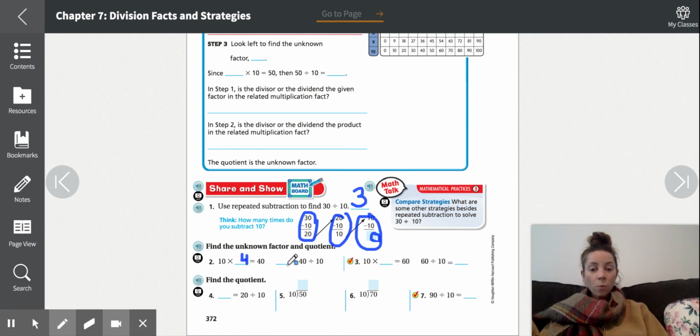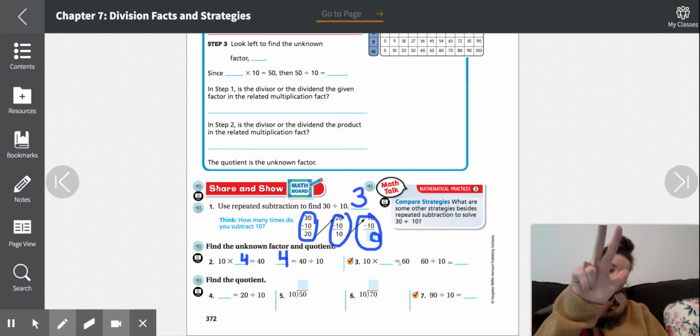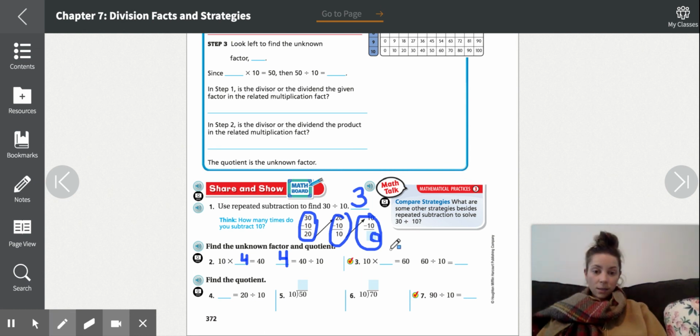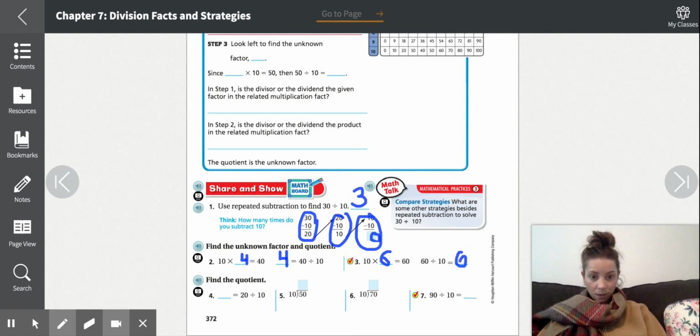So if 10 times 4 is 40, then 40 divided by 10 must also be 4, because it's a fact family. You use all the same numbers in those two related facts. They're just in a different order. So let's do that again for 60 divided by 10. Well, flip it around. What do you multiply by 10 to get 60? 10, 20, 30, 40, 50, 60. So 10 times 6 is 60. 60 divided by 10 must then be 6. They both use the same three numbers in those related facts.